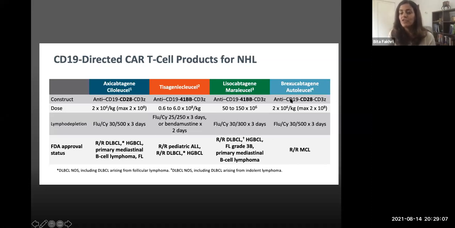And brexucabtagene autoleucel was also approved for relapsed refractory mantle cell lymphoma patients after two previous lines of therapy, which was quite an achievement for patients with mantle cell lymphoma.